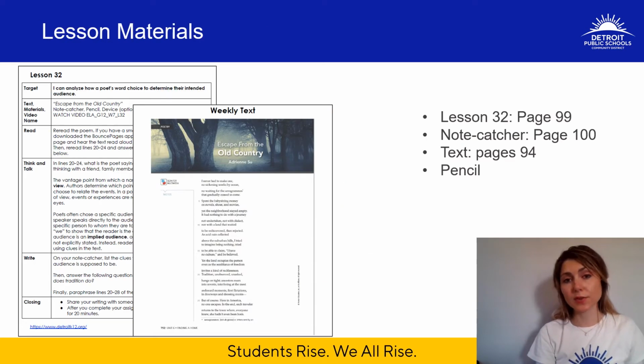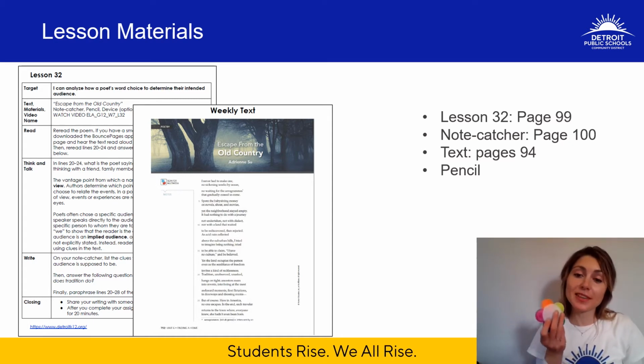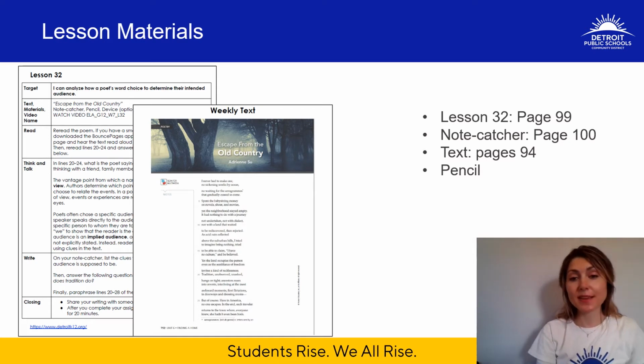Now it's time for the materials and resources. If you're anything like me, you might have a little workstation set up. Hopefully you do, so all of these materials are readily available. Just note that in your learning packet, lesson 32 is on page 99. Your note catcher is on page 100. The text is located on page 94, and you should have a pencil or pen, maybe a lucky one at this stage of the game. And really, that highlighter, if you have one, great. If not, try to find something with a different color, especially when we're engaged in close reading today.